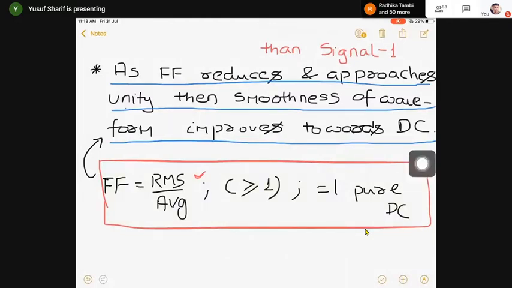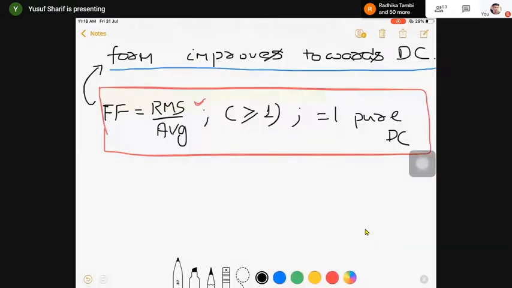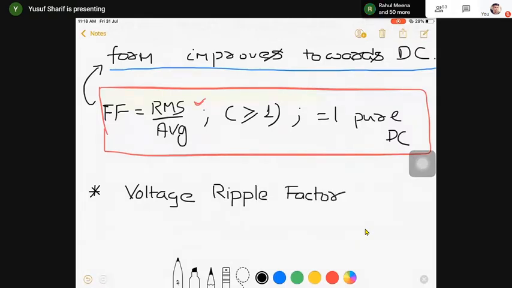Okay. Now coming to one more important parameter, that is voltage ripple factor. Voltage ripple factor. Anyone? What is the expression of this voltage ripple factor?